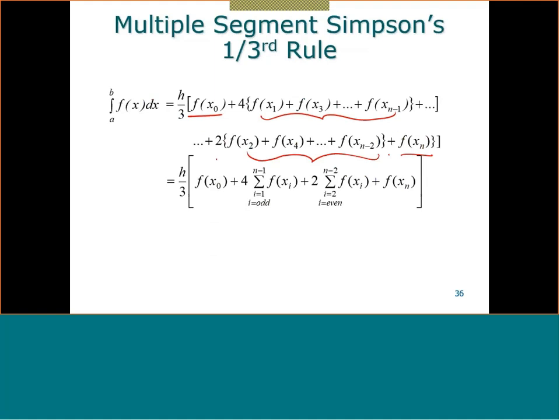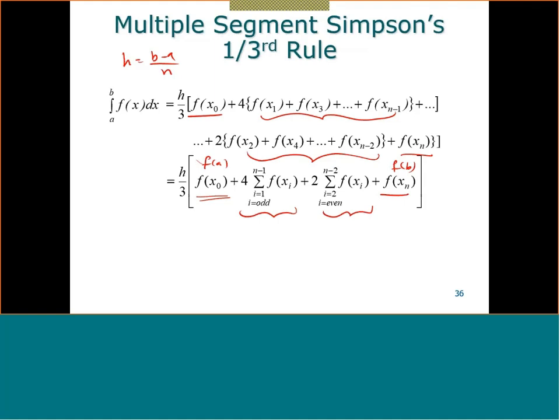So this is the final formula for the number of segments. This is h over 3. We know h is nothing but b minus a over n. Okay. Now this is the beginning. So this is f of a, and this is at the end, which is basically f of b. Now in between, we will have here two summations. i goes from 1 to n minus 1, and i goes from 2 to n minus 2.